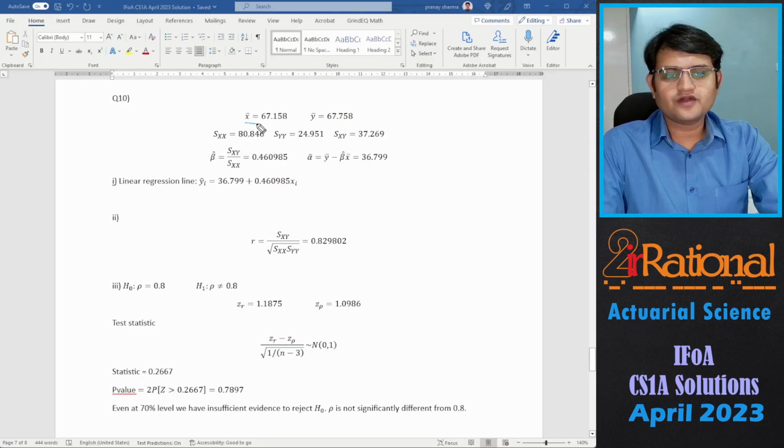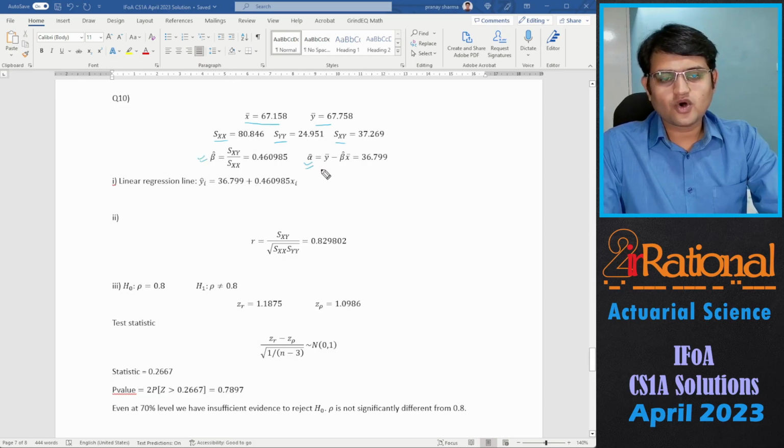So the first thing I did was calculate X bar and Y bar. Use that to calculate Sxx, Syy and Sxy. Then we get the beta hat and the alpha hat. All of these formulas you can take from the table book. So the linear regression line we'll have is y hat i equals alpha hat plus beta hat x i.